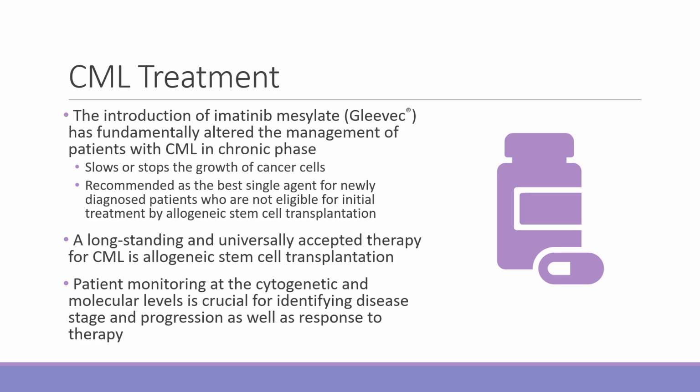So what will happen is we give them this medication and it slows or stops the growth of those cancer cells. So proliferation will decrease. And it is recommended as the best single agent for newly diagnosed patients who are not eligible for initial treatment by allogenic stem cell transplantation. Now, remember, allogenic means from outside of oneself, so they're going to be receiving someone else's stem cells for transplantation, and for whatever reason, they may not be eligible for that.